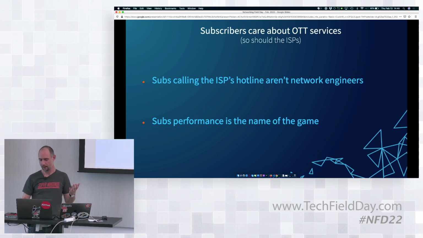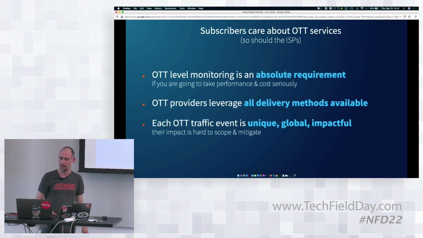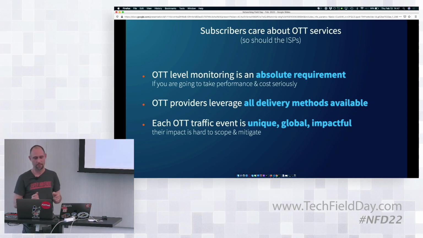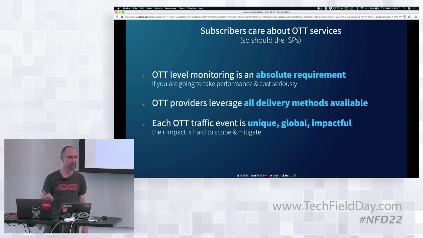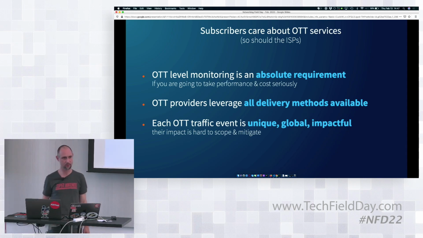And so subscriber performance needs tracking. It needs tracking from a performance perspective, but also from a cost perspective, because performance in most cases equals cost. So what that means is that for an ISP to leverage good performance visibility, OTT level monitoring is an absolute requirement. Just knowing performance and download speeds from an ASN is not sufficient to get a clear view when a subscriber calls the hotline or when you need to determine your interconnection policy.